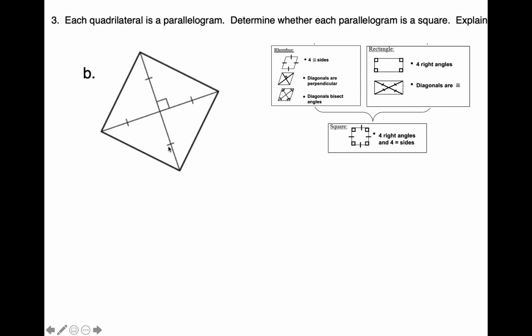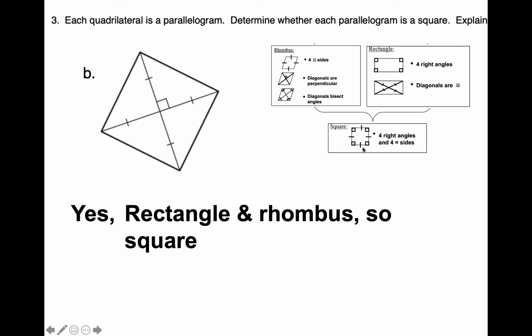For part B, notice that I have the diagonals creating a right angle. Well, that is the property of a rhombus. And then notice the diagonals are congruent. Well, that's a rectangle. So if you combine properties of a rhombus and a rectangle, you get a square.